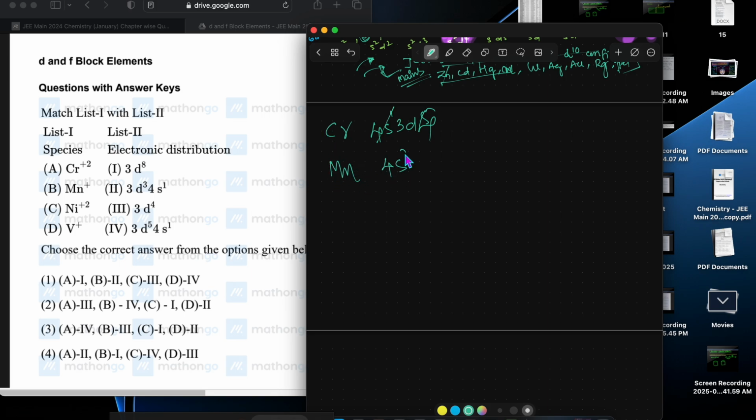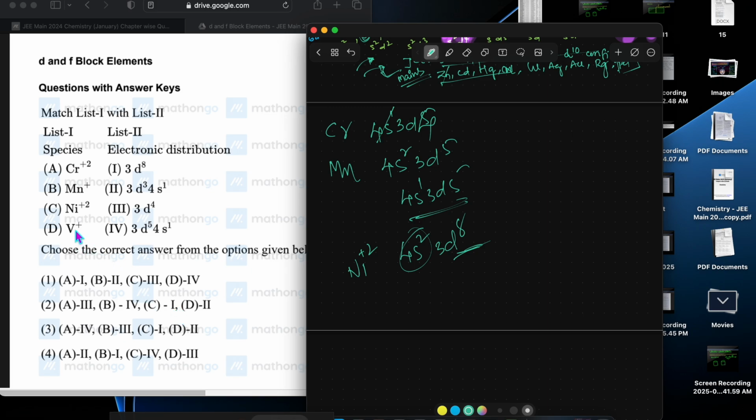Manganese is 4s2 3d5. And plus has 4s1 3d5 configuration. S1 d5 is 4. So B goes with 4, B4. Nickel is 4s2 3d8, and we asked about nickel +2, right? So it's nickel +2, idi both only 3d8. So C matches with first option.